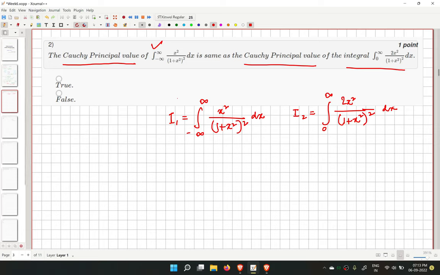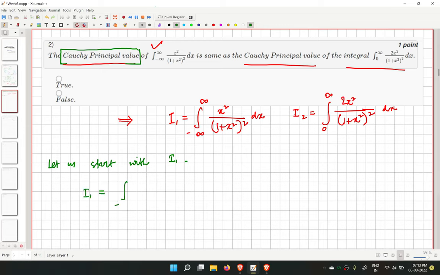Okay, so we will show that these two integrations are effectively similar, and if these two integrations are similar, then we can effectively say that their Cauchy principal value will also be the same, right? So let us start with I1. So what is I1?